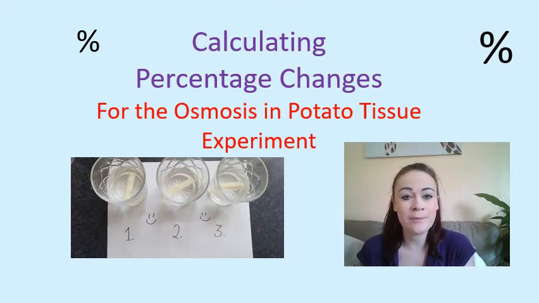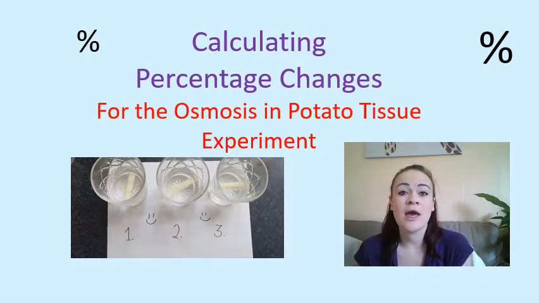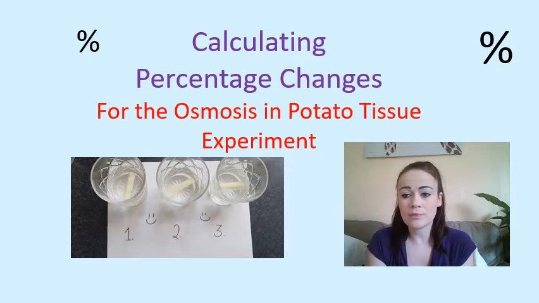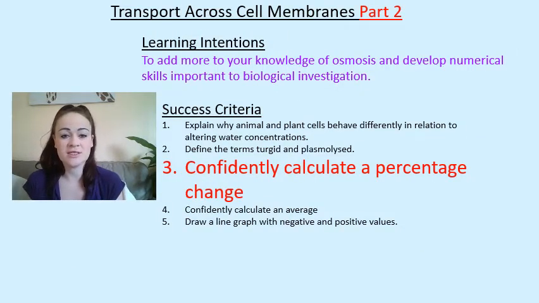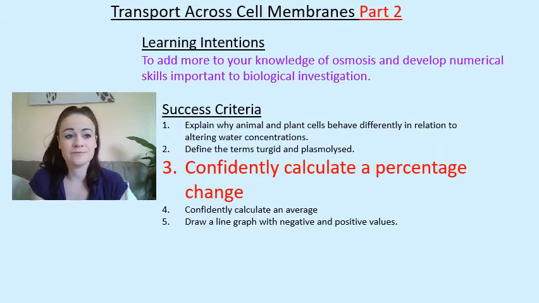Hi everyone, this PowerPoint is about calculating percentage changes, a very common calculation for National 5 and higher biology. We're going to look at it in relation to the osmosis in potato tissue experiment from the National 5 course. You might have been directed here from one of the e-learning lessons. If you have been, then this success criteria will be familiar to you. We're just focusing on confidently calculating a percentage change.